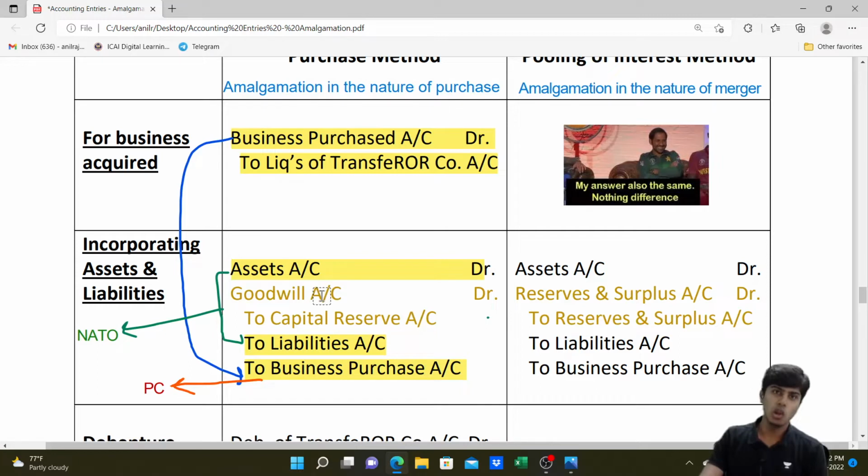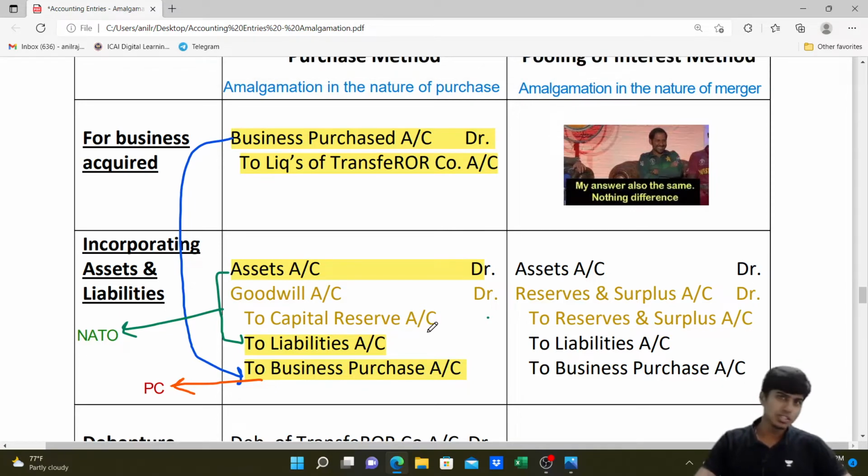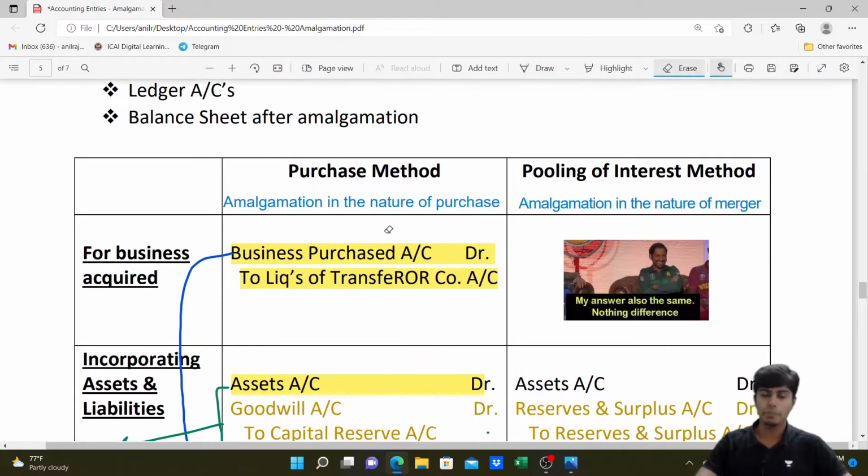So goodwill is a loss, capitalized by debiting. Capital profit is transferred to capital reserve. So goodwill account is debited if we pay more, and capital reserve account is credited if we pay less. So this is profit. And this is how we account in the case of purchase method. Which method? Purchase method. Goodwill or capital reserve.